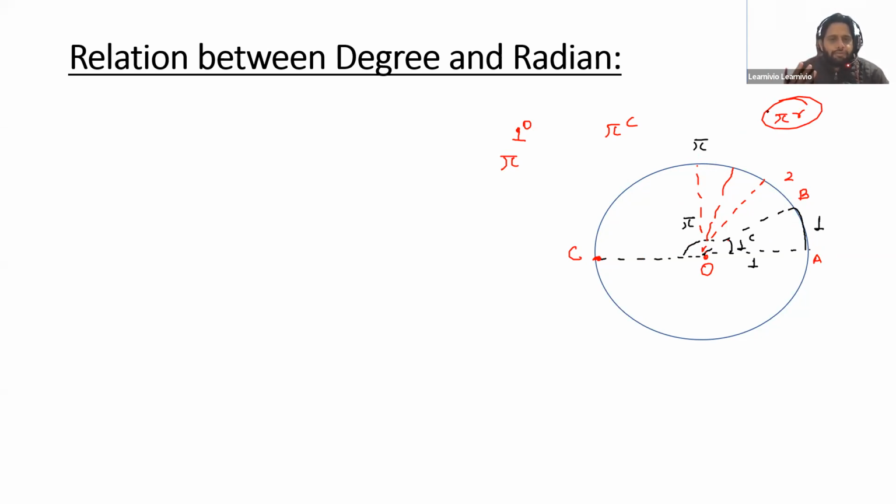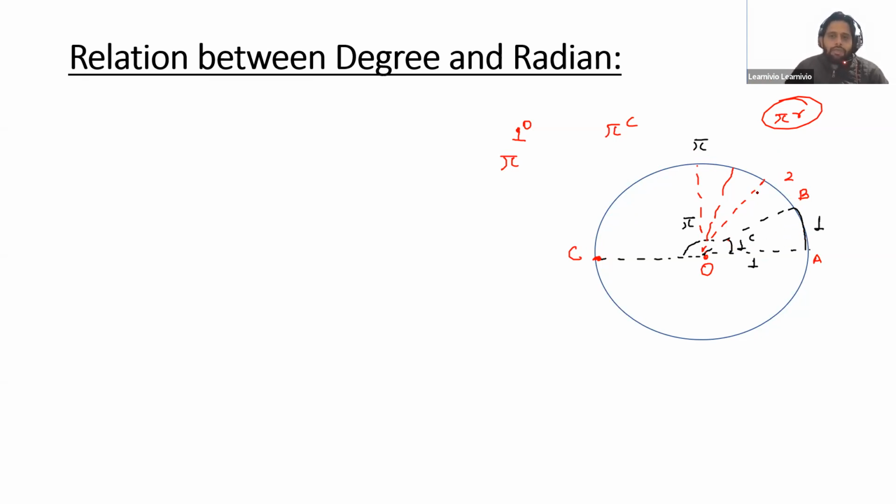Any doubt in this? Please reply to me in the chat box. Okay, very good. So we need this length, this one. What's the length of this? Pi r. What's the radius? 1. So this length we will get is pi. So this AC is equal to pi units.